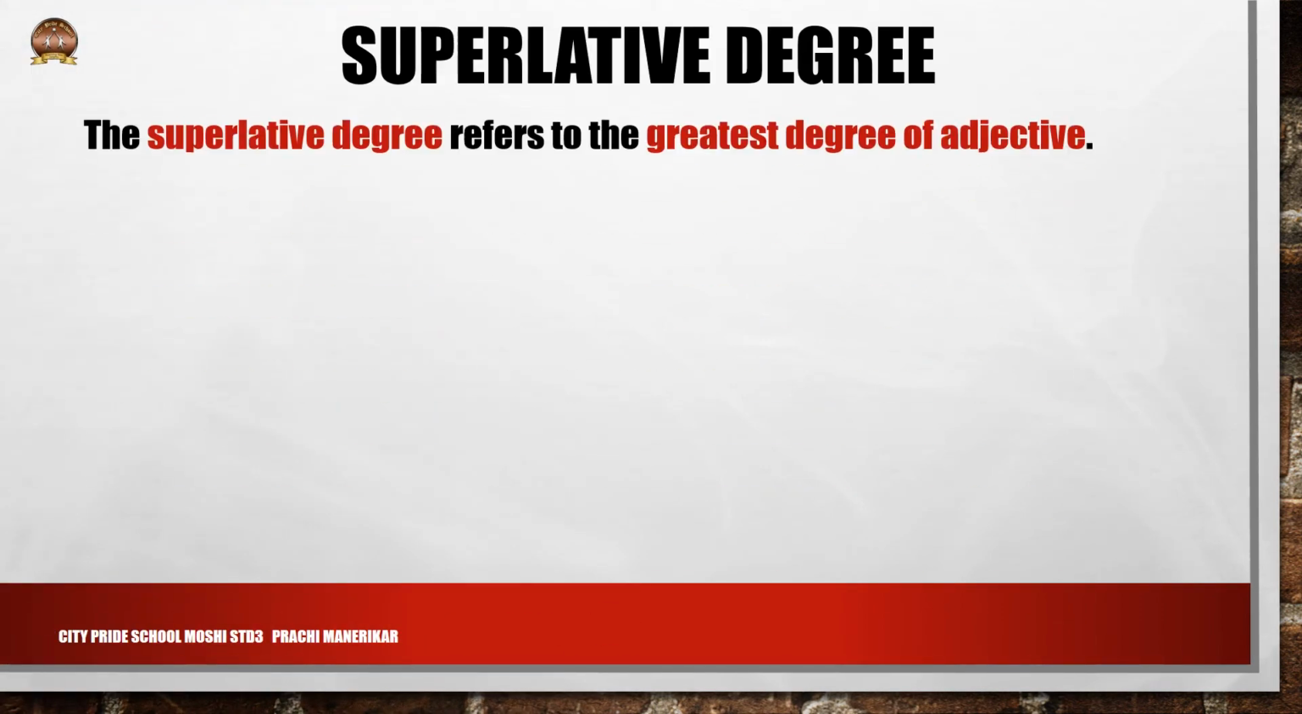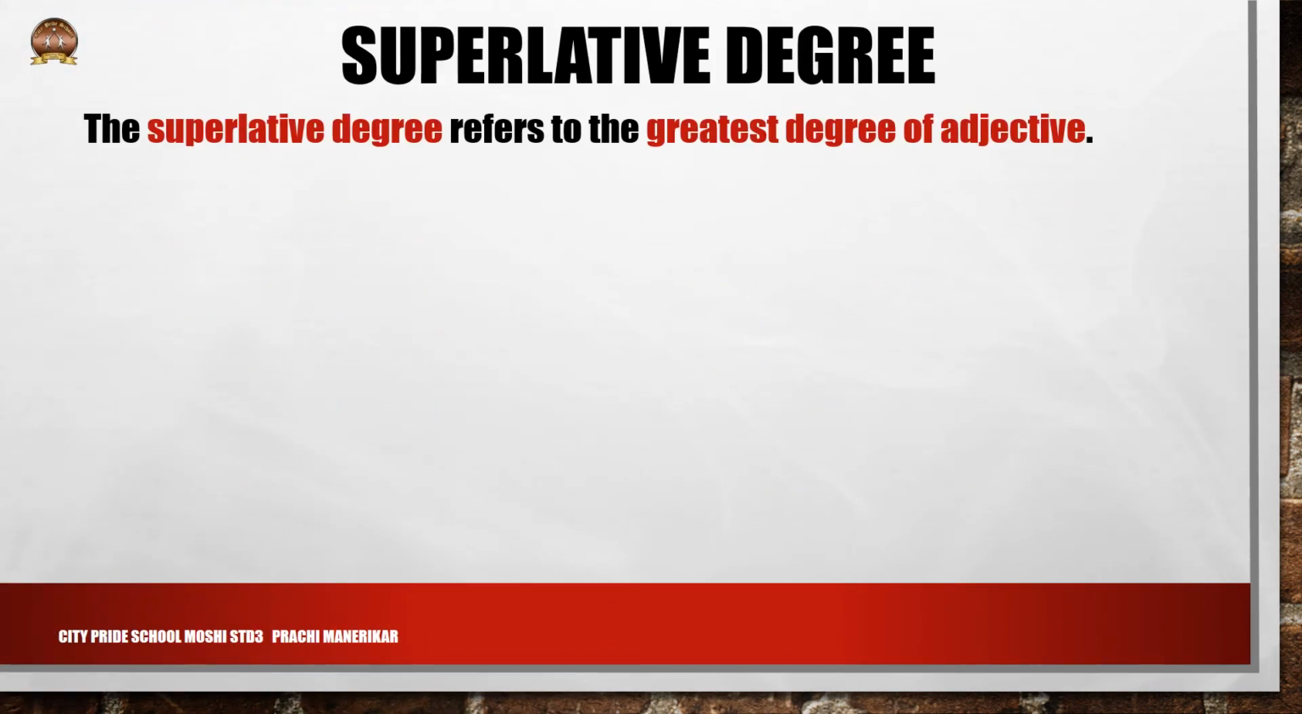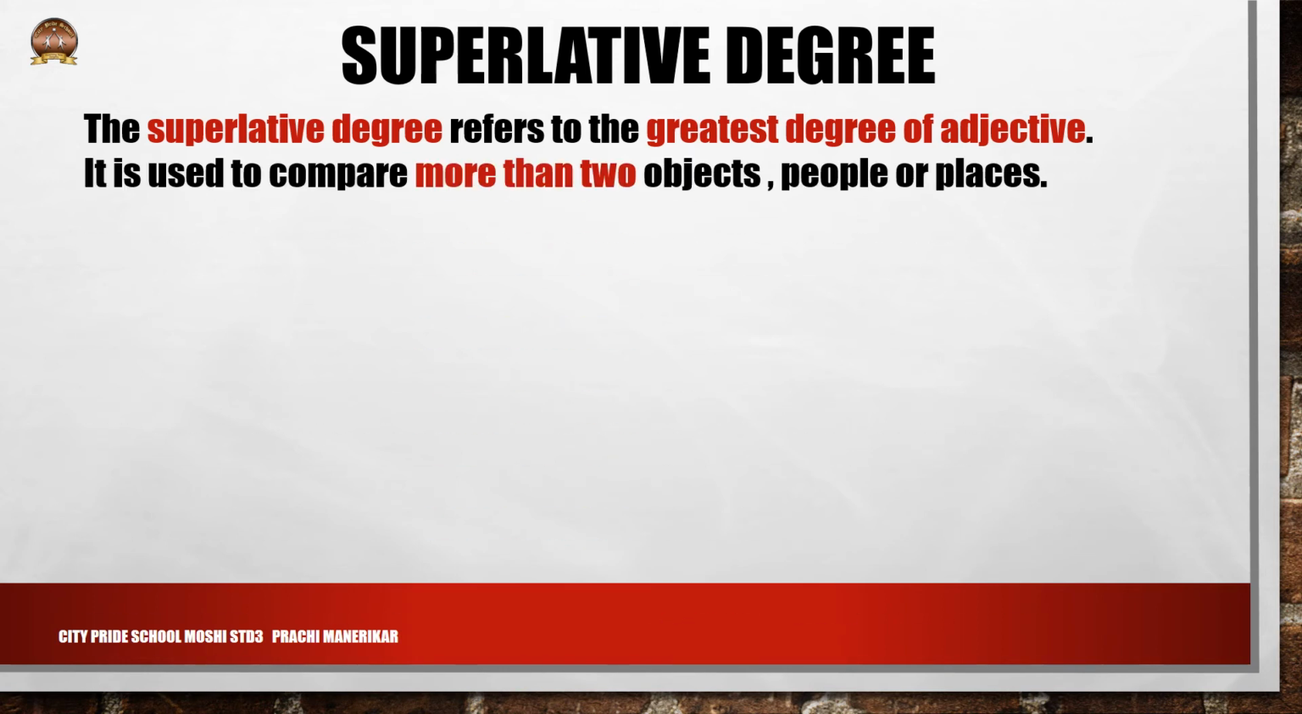Now the superlative degree. The superlative degree refers to the greatest degree of all adjectives. It is the greatest, like we say Superman. In the same way, superlative degree is the superior of all the three. It is used to compare more than two objects, people, or places.